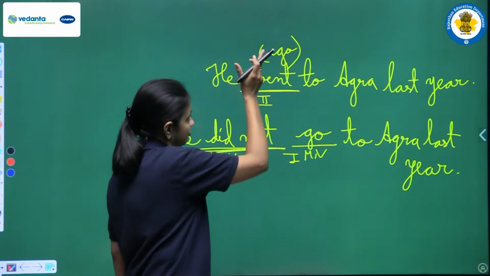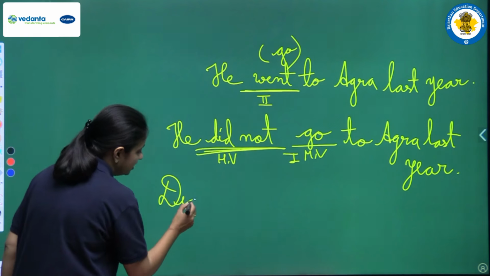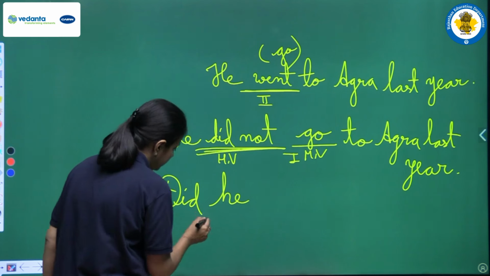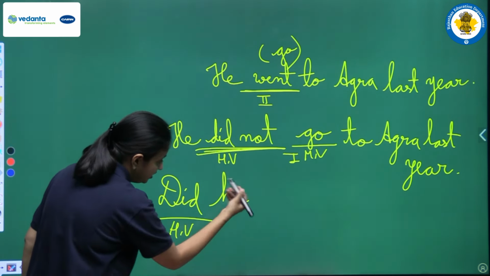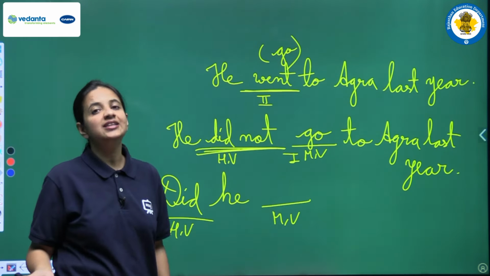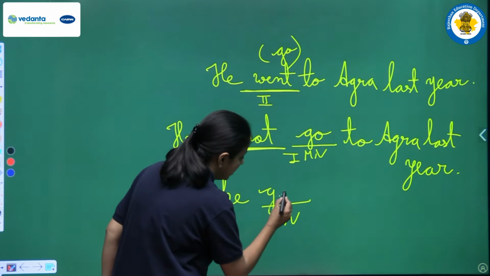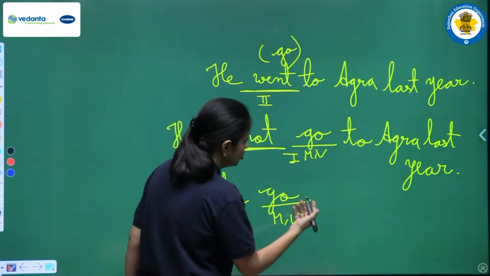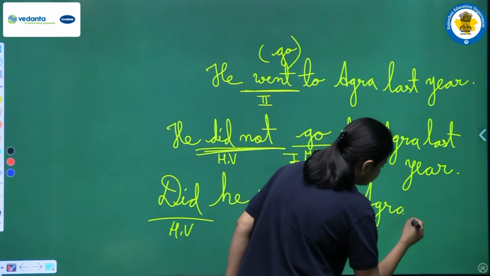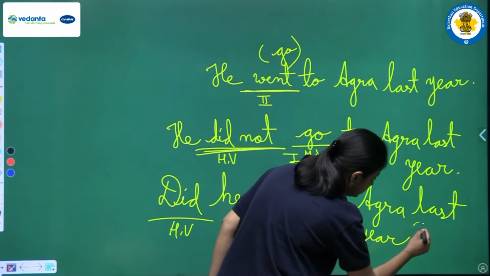Clear? Now let's convert this sentence into an interrogative one. We will have a question that starts with did. So we write did, and what is the subject? The subject is he. Did he? Again, did is a helping verb and he is the subject. Now we will write the main verb. If our sentence is an interrogative one, then also did is here, so we will write the first form. Here also we will write go, and our sentence will be: did he go to Agra last year? And yes, at the end we will have one question mark.